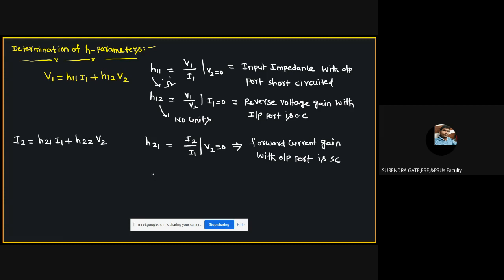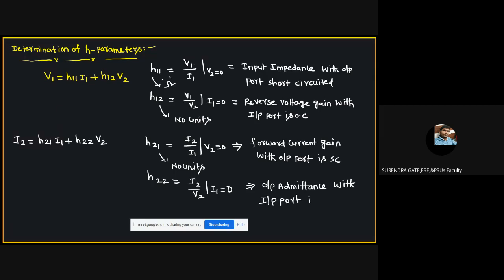Then finally is the H22 parameter. What are the units of this one? No units. H12 and H21 have no units. Then the last one is H22. How to calculate H22, students? This is I2 by V2 with I1 equal to 0. Then what is the name of H22? This is the output admittance, with the input port open circuited.